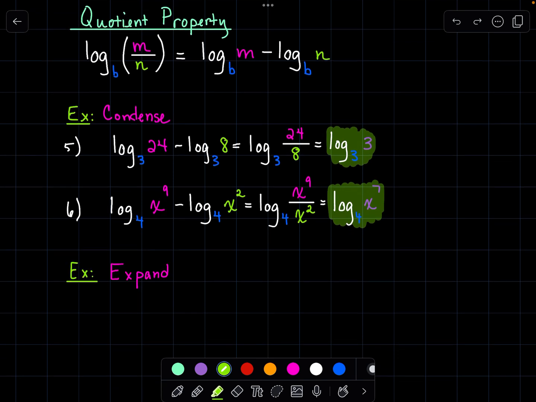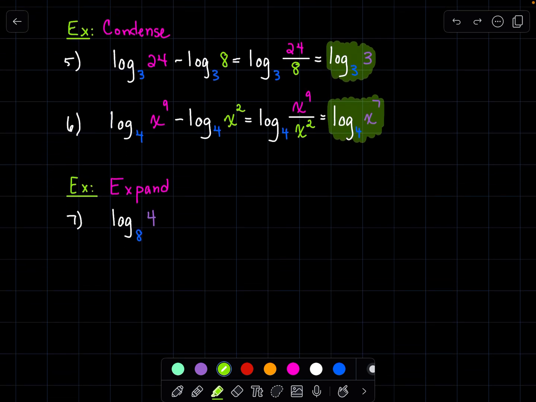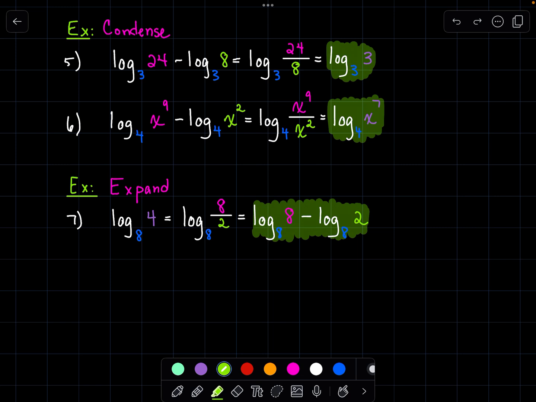How do we expand? Expanding, in my opinion, is usually the easier method. But I'm going to start off with probably the most difficult example of expanding, because we have just a number, log base 8 of 4. We don't see that fraction there, but it's not too difficult to think of an equivalent fraction to 4, like, what about 8 over 2? Since 8 over 2 is technically 4 simplified, but you can see the fraction. Now we can use the quotient property and go log of the top minus log of the bottom to expand this out into log base 8 of 8 minus log base 8 of 2 for our completely expanded answer.